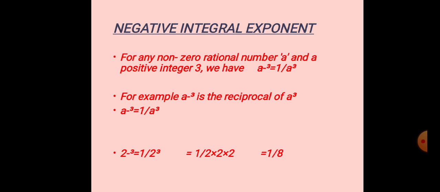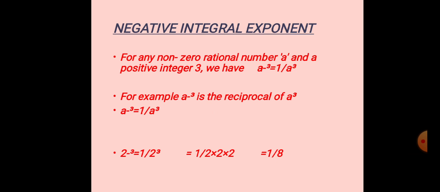For any non-zero rational number a and a positive integer 3, we have a raised to the power minus 3 equals 1 upon a raised to the power 3. For example, a raised to the power minus 3 is the reciprocal of a raised to the power 3.